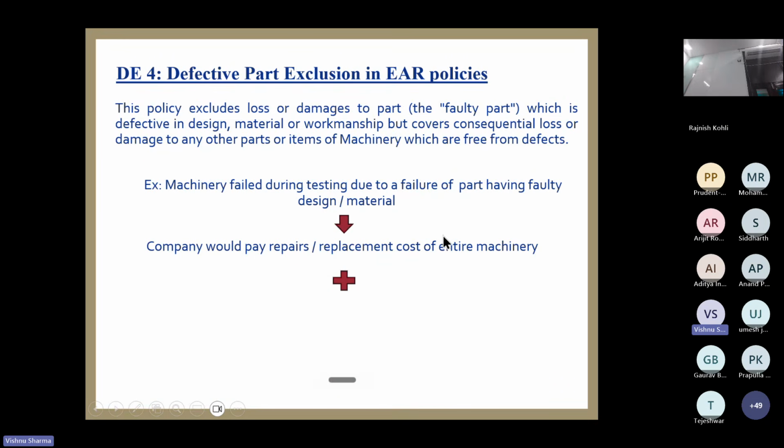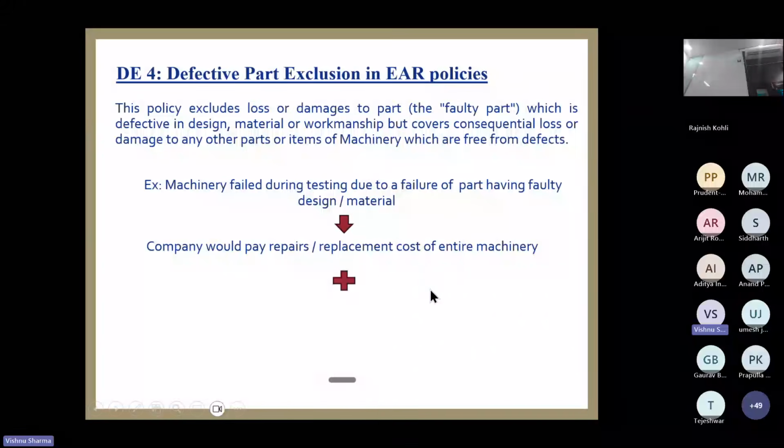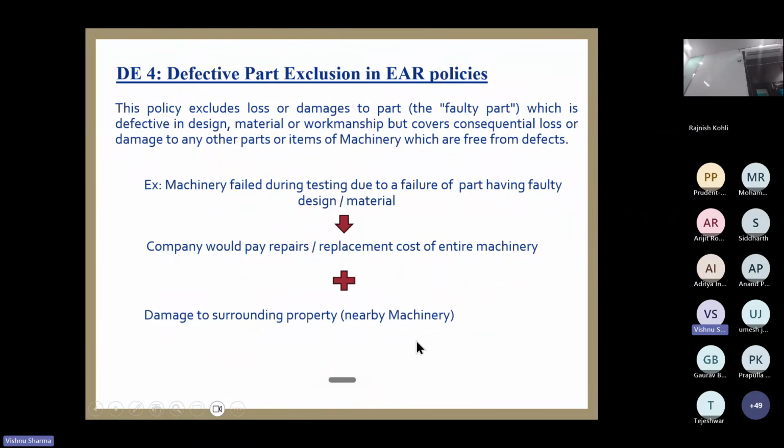Company would pay repairs and replacement cost of entire machinery. They will definitely pay. Plus, they will pay the damage to the surrounding property, nearby machinery, if damaged. They will pay that also. But what will it not pay? No payment for cost of defective component or part. There is no payment for that. Rest everything will be paid under D4.